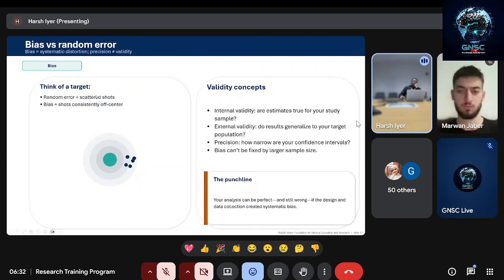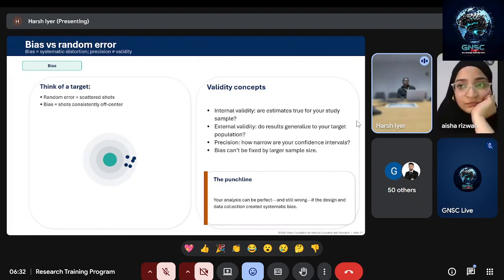So let's then go into bias versus random error. Random error is like scattered shots: you're getting good data, but it might be a little too distributed. Whereas bias is shots which are consistently in the same area, but off the center. It's not that you have made a mistake, but the mistake is within the methodology or somewhere in the research protocol. And that is also very similar to accuracy.